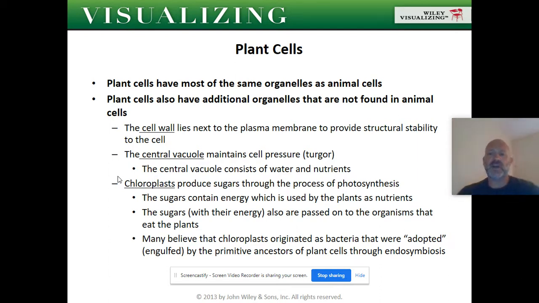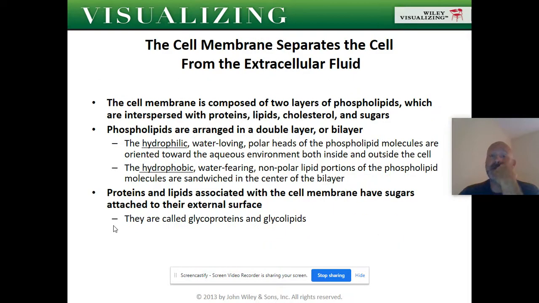Plant cells also have structures called chloroplasts. And of course, this is the site of photosynthesis. So plants have the ability to make their own food from the sunlight.